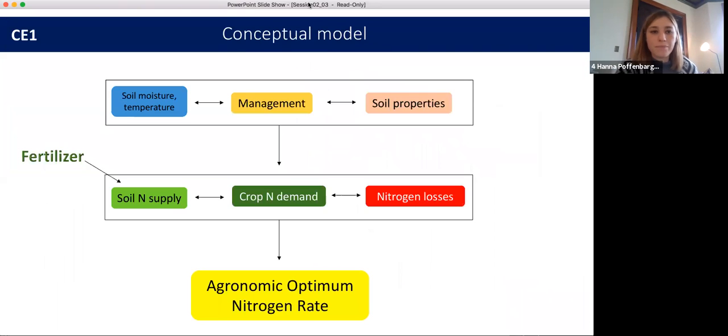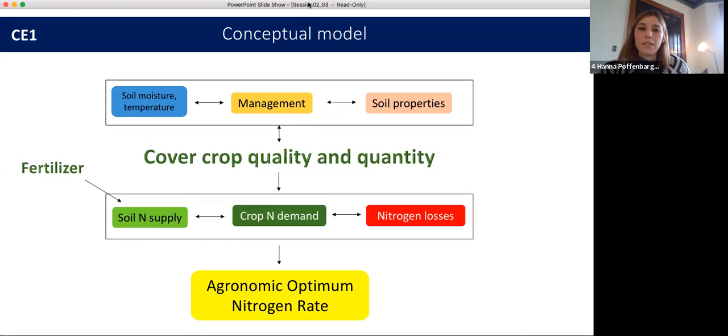Next slide, please. In the conceptual model, the yield optimizing nitrogen rate has proven challenging to predict for a given field or in a given year. That's because it's directly impacted by 3 things: soil nitrogen supply, crop nitrogen demand, and nitrogen losses. Those are in turn impacted by things that can be hard to predict, like the weather, variable soil properties, and management practices.